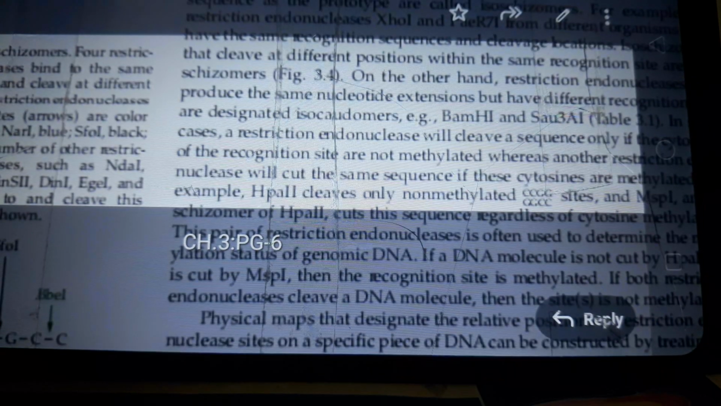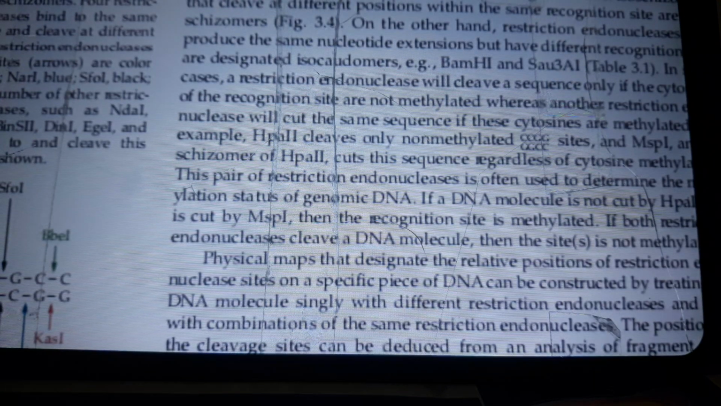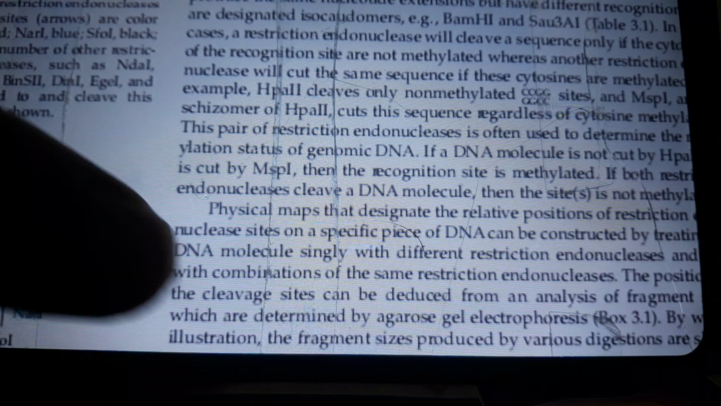You could have a look at figure 3.4 of the neoschizomers. Four restriction endonucleases bind to the same recognition site and cleave at different positions. The restriction endonucleases and cleavage site arrows are color coded. CasI is red, NarI is blue, SfoI is black, BbeI is green. A number of other restriction endonucleases such as NdaI, etc., that bind to and cleave the sequence are not shown.